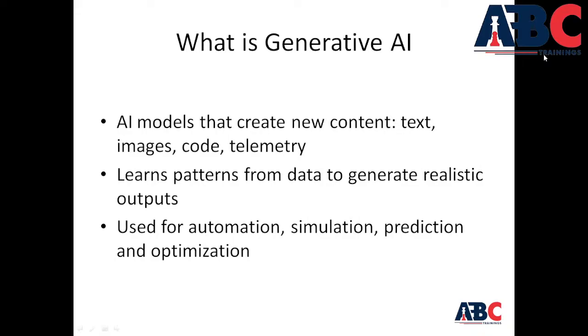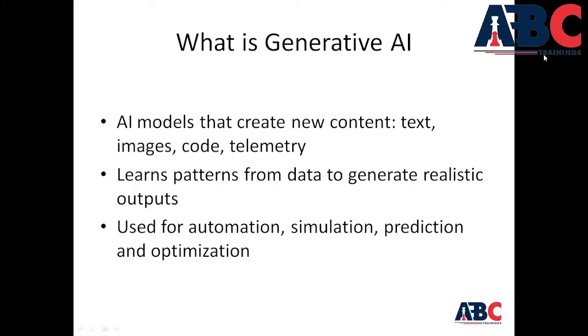So the first slide is about generative AI. Generative AI refers to a class of artificial intelligence technologies capable of creating new content such as text, images, audio, code, or simulations based on patterns learned from vast data sets. It uses advanced machine learning models, particularly large language models and generative adversarial networks, to understand context, replicate styles, and produce outputs that closely resemble human creativity.